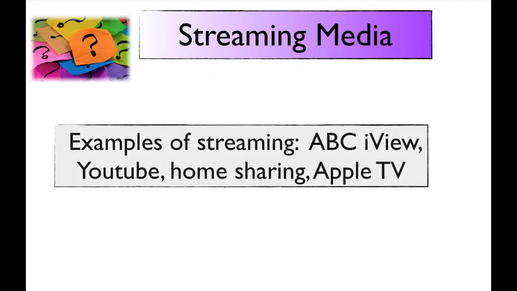And there's some examples of streaming. So there's an app called the ABC iView, which will let you watch ABC 1, ABC 2, ABC 3, ABC 4, all their four channels. You can watch all of their programs on demand, streamed down to your iPad. And from there you could then project that program onto your TV. Other ways of streaming are an Apple TV, which we'll talk about in a minute, home sharing, which we'll talk about in a minute, and YouTube. And there's a lot of different apps for streaming.